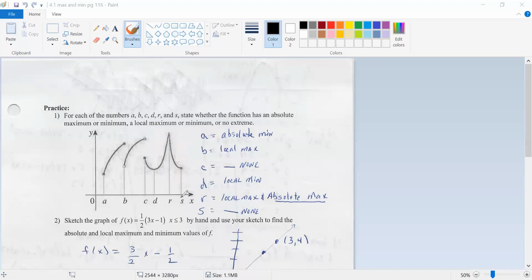Lastly, part S is above. For it to be a local anything, you got to be able to look left and right, but there's nothing over here. So again, you can't look at both sides of this thing. It can't be a local anything. So it's not a local min, not a local max, definitely not the absolute minimum because A was the absolute minimum and R was the maximum. So we're going to put none for that one.